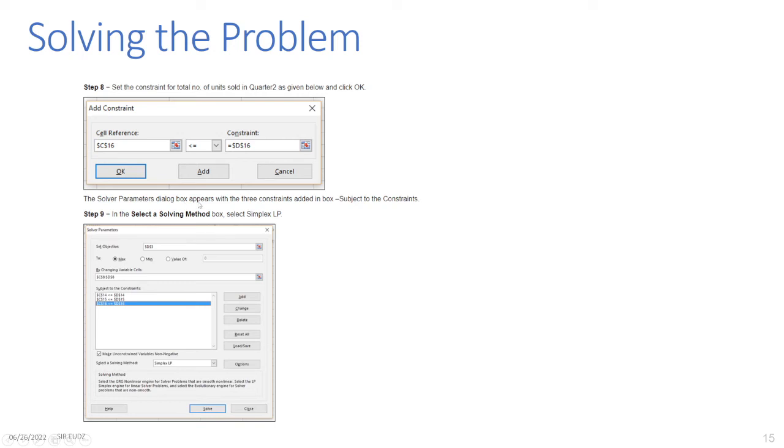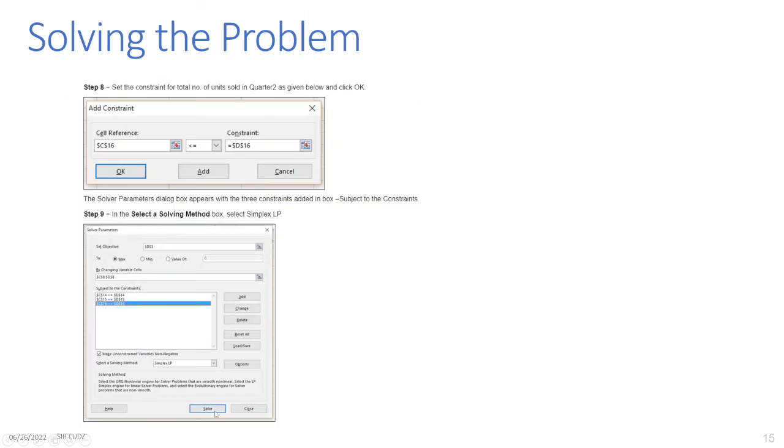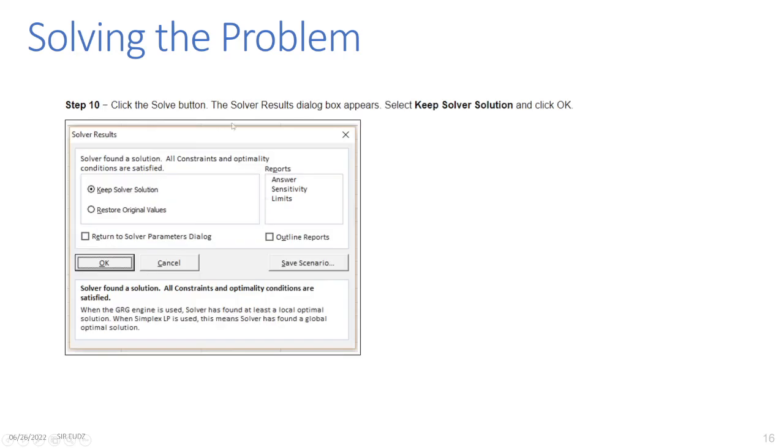Then the Solver Parameters dialog box appears with the 3 constraints added in the box, Subject to the Constraints. In Select a Solving Method, select Simplex LP, so linear programming. Click the Solve button. So we have here the Solve button. Click the Solve button and the Solver Results dialog box appears. So this is the Solver Results dialog box. Select Keep Solver Solution and click OK.